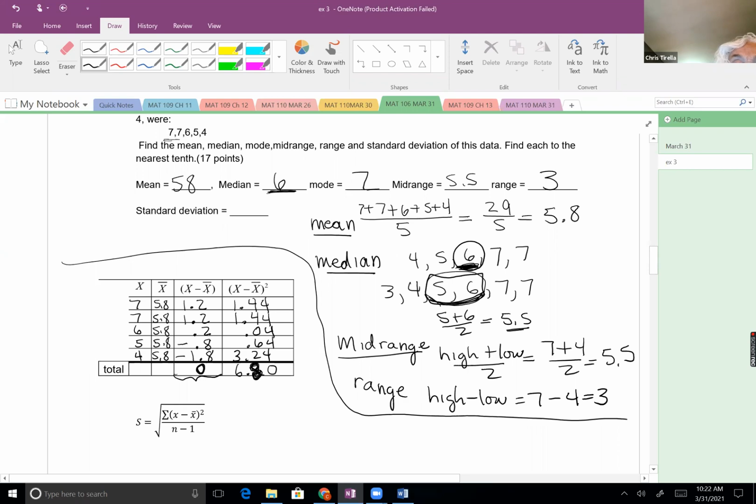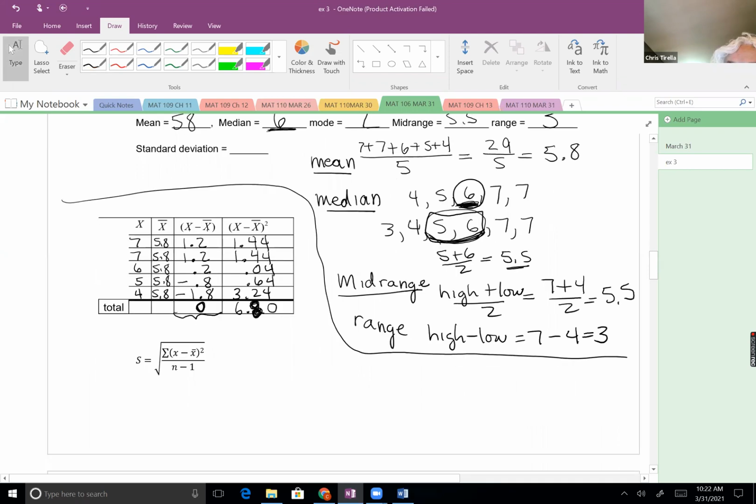6.8. And now we haven't really used the formula too much, other than it told me to subtract, square, and add them up. But the reason I put the formula there is because it helps me remember that to find that standard deviation, we're always going to divide by 1 less than the sample size. So here, our sample size was 5. So we're going to take that 6.8 and divide it by 4.